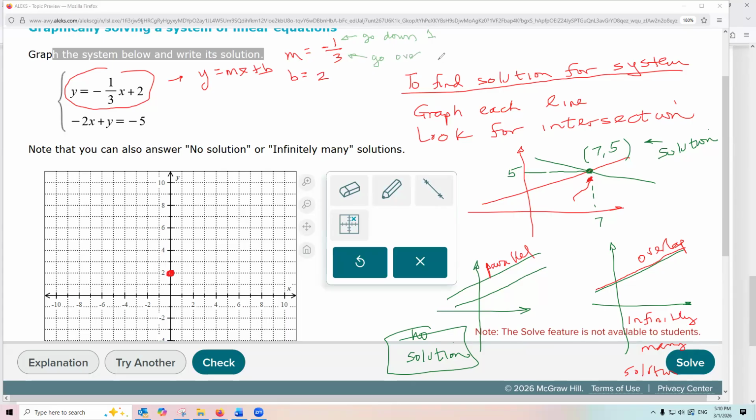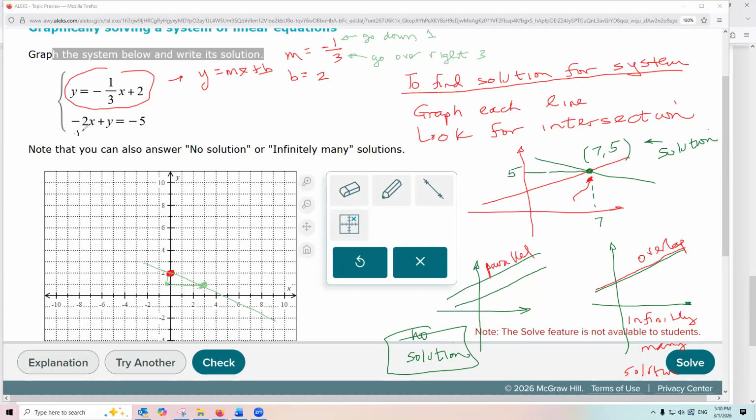Remember, the top number is the vertical change. The bottom number is the horizontal change. So I'm going to go down 1 and over 3. I'm going to put another dot right there. This is the graph of the first line. All right, let's go to the second line.